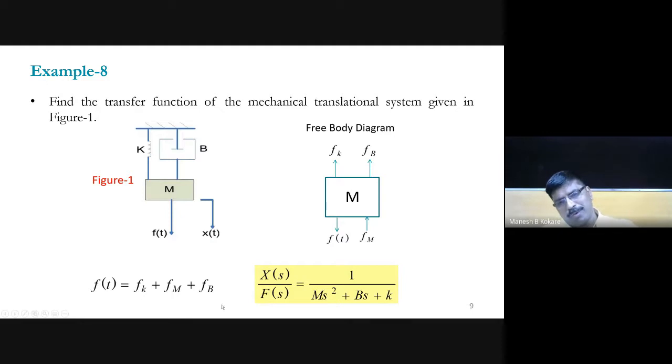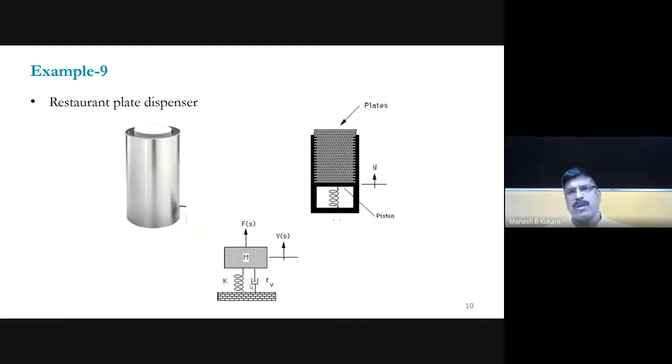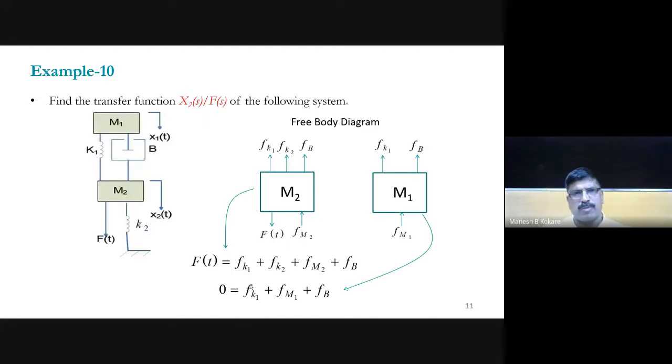So if you take the Laplace transform of that equation, and if X(s) is the output and F(s) is the input, then this will be the transfer function of that system by solving the equations and so on. Okay, then these are some more examples. Restaurant plate dispenser, so we can also find out the transfer function of that one. Then, for example, this is the 10th example.